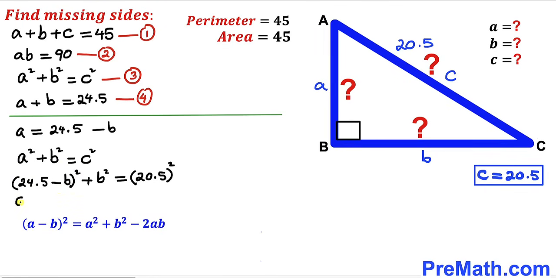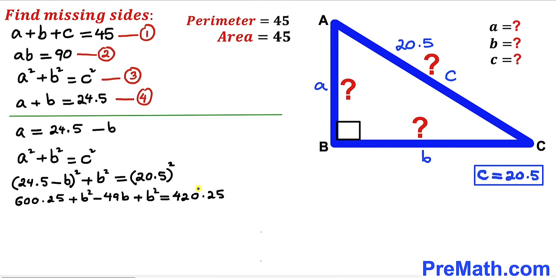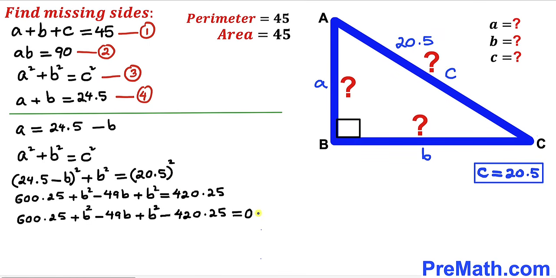So therefore this could be written as 600.25 plus B square minus 49 times B. And then I'm going to write down plus B square is going to be equal to, and the right hand side is going to become 420.25. And now in this next step, I'm going to move this 420.25 on the other side, as you can see in this next step. And now we are going to combine these like terms, as you can see.